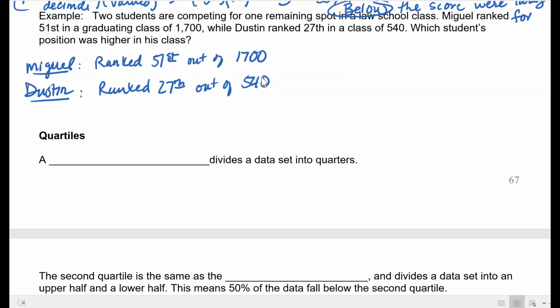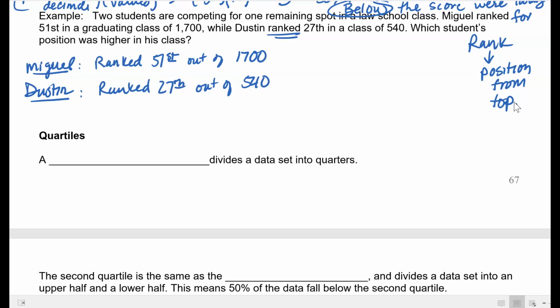So rank is different than percentile rank. Rank is your position from the top. It's kind of like your place, like if you were in a race. Miguel ranked 51st, it means he came 51st out of the 1,700. Dustin came in 27th place.